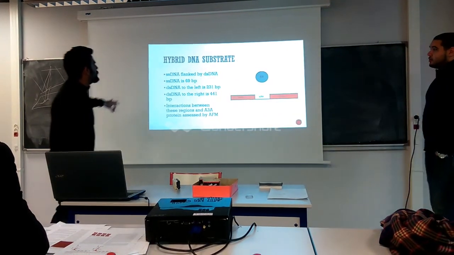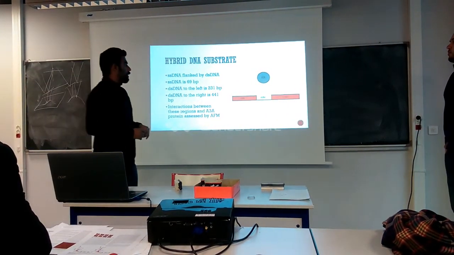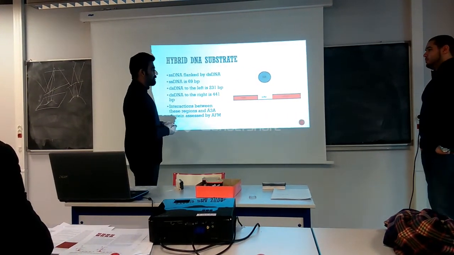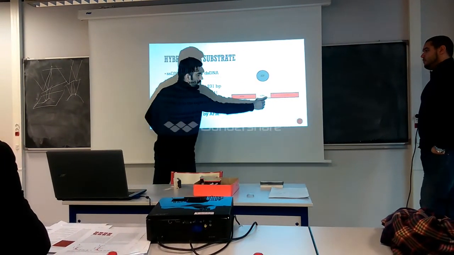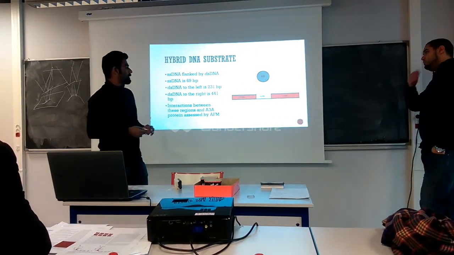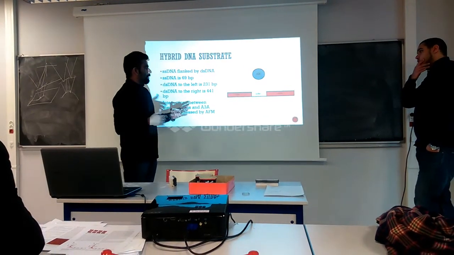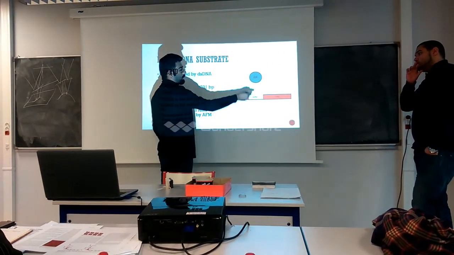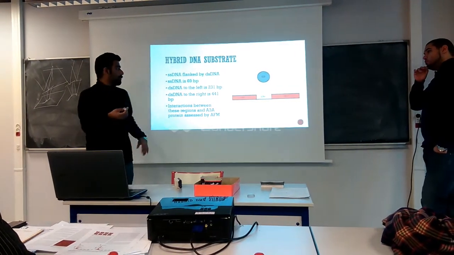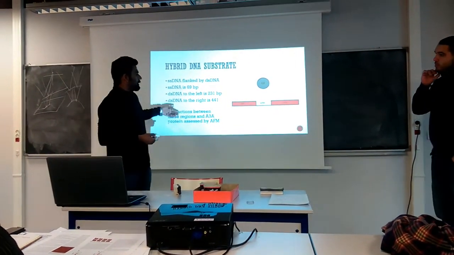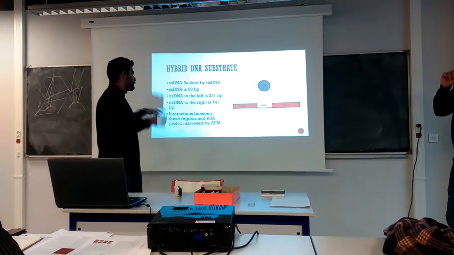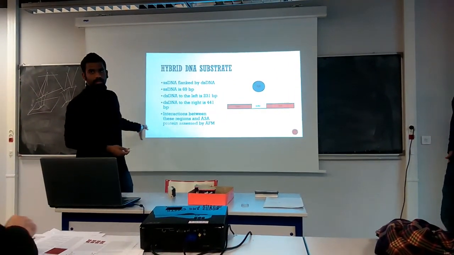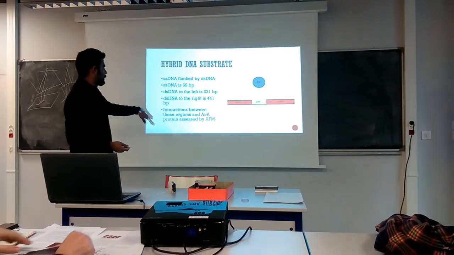Now that we have the proteins, we talk about the DNA substrate. The DNA construct that they have is two double-stranded DNA flanking a single-stranded DNA piece. The whole experiment is to find out whether A3As are going to bind to the double-stranded region, or to the single-stranded region, or to both. We'll see what happens. The single-stranded DNA is 69 base pairs in length. The one on the left is 231 base pairs. The one on the right is 441.